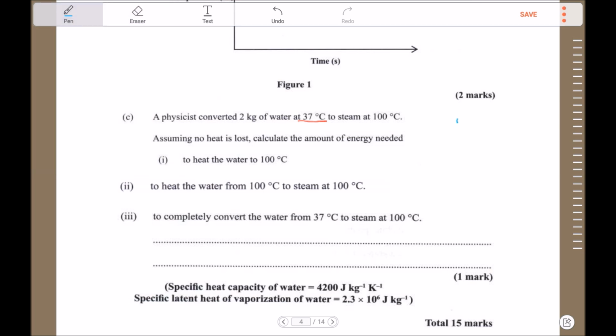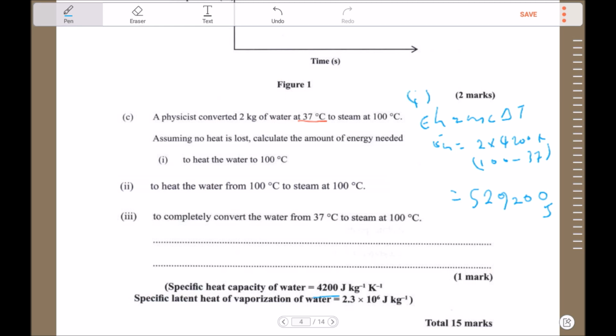Alright, so to heat the water to 100 degrees Celsius, that's heat energy equals mass times specific heat capacity times change in temperature. So the heat energy is equal to 2 kilograms times specific heat capacity of water, 4,200, and our change in temperature is 100, take away 37. So that is equal to 529,200 joules. So that is for I.